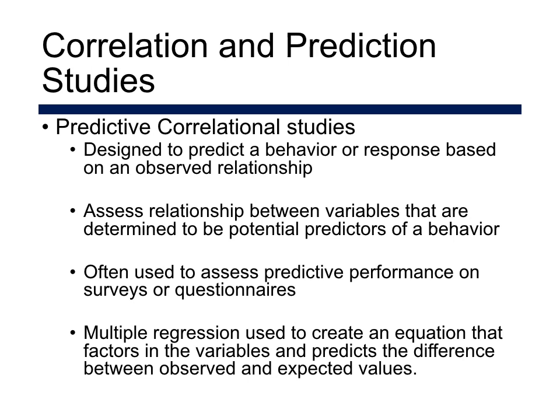Prediction studies are often used to predict how someone will score on a survey or questionnaire. Multiple regression, a type of statistical test, can be used to create an equation that factors in variables and predicts the difference between the observed and the expected values. We're going to talk more about multiple regression in the coming weeks, so don't get too caught up in that yet.